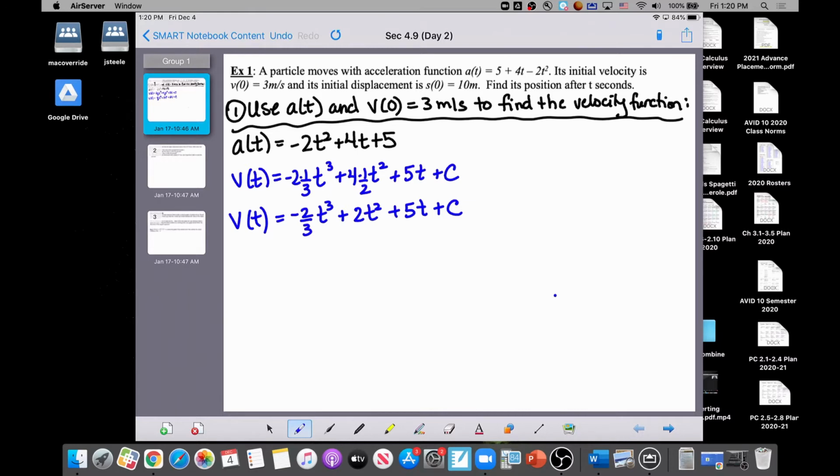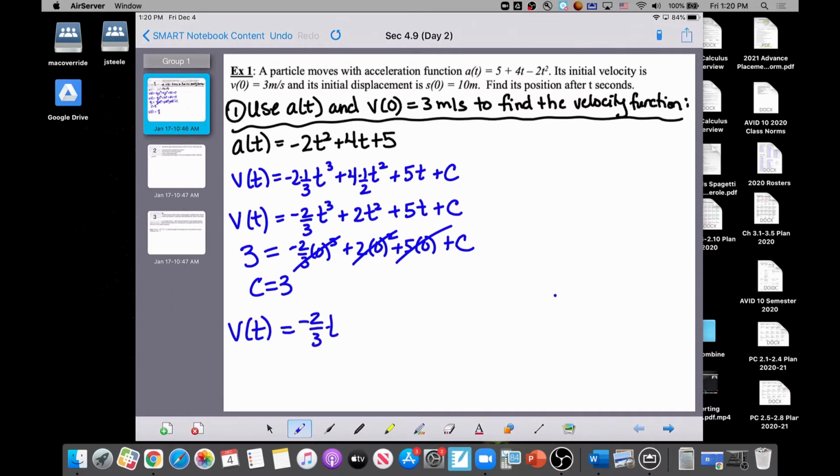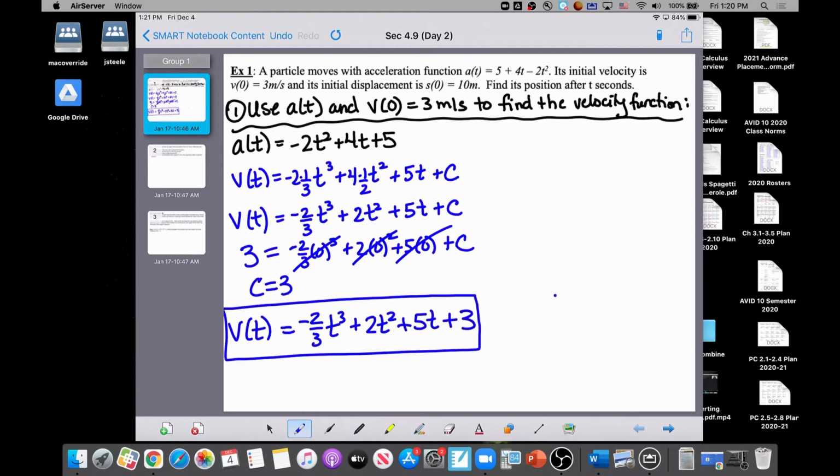We know that v of 0 is 3. So 3 should be equal to what I get when I plug in 0 for t in my velocity function. Every term that I plug 0 into just cancels out, so that tells me that c is 3. So my velocity function, my v of t, is equal to negative 2/3 t cubed plus 2t squared plus 5t plus 3. Okay, so that was my step 1.